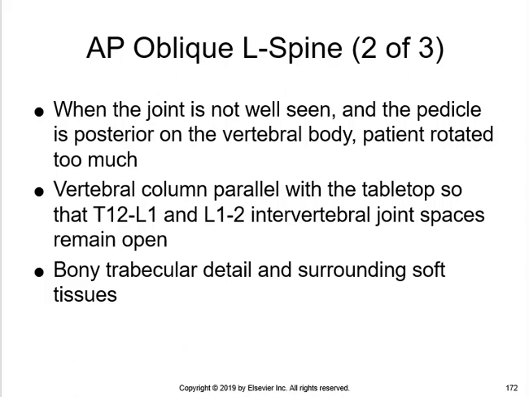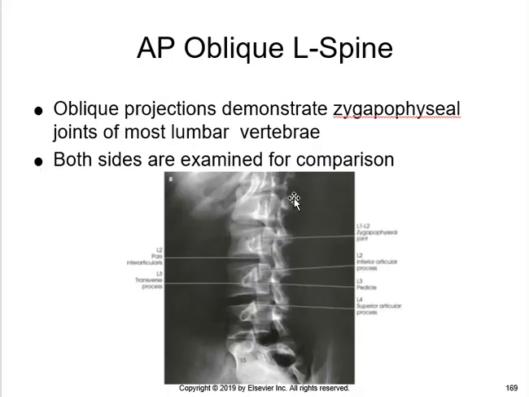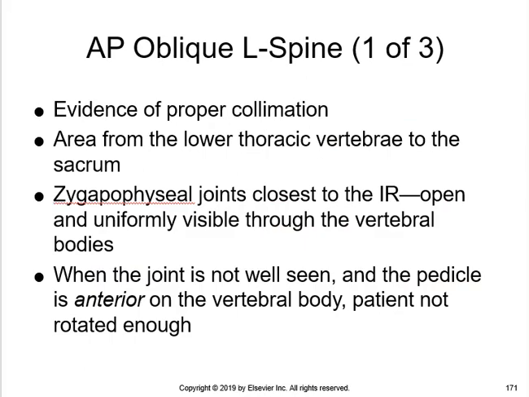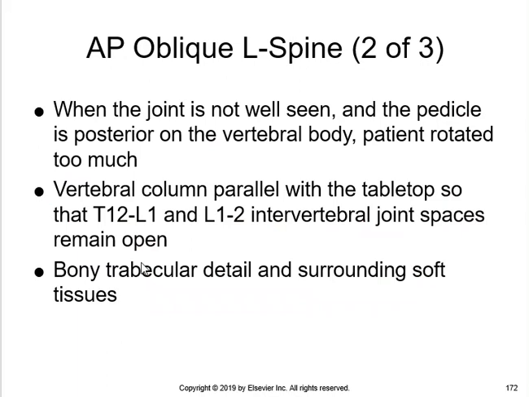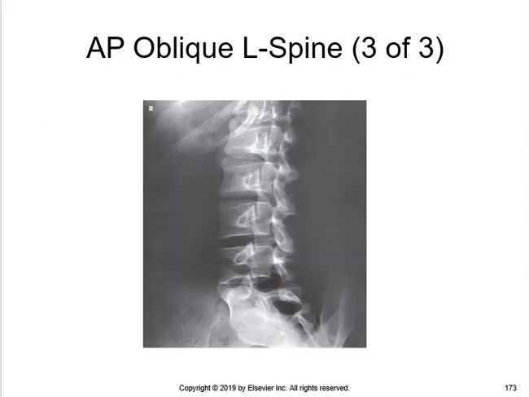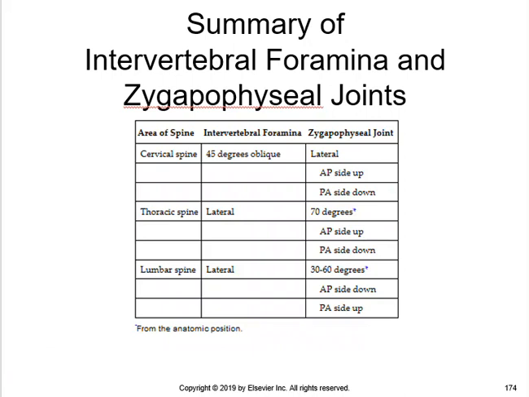But what we want to see, in order to see all of the L-spine without having differences in obliquity, is that we need to make sure the L-spine is parallel to the image receptor. If it's not, then your L1 and L2 intervertebral joint space is probably going to be closed. Just a quick reminder chart of what you see on each one of the obliques.